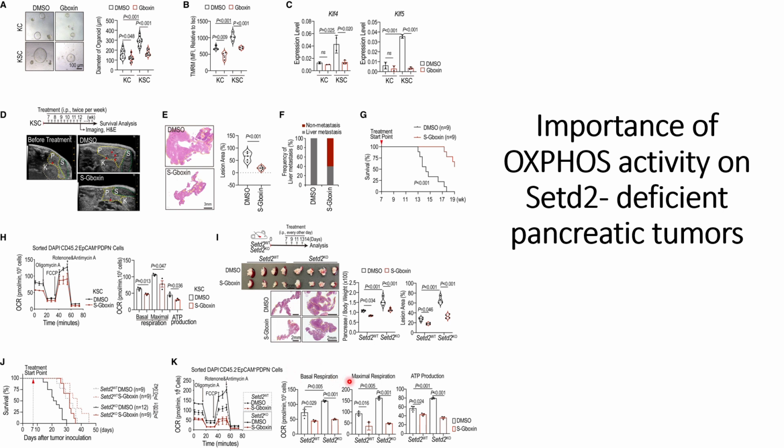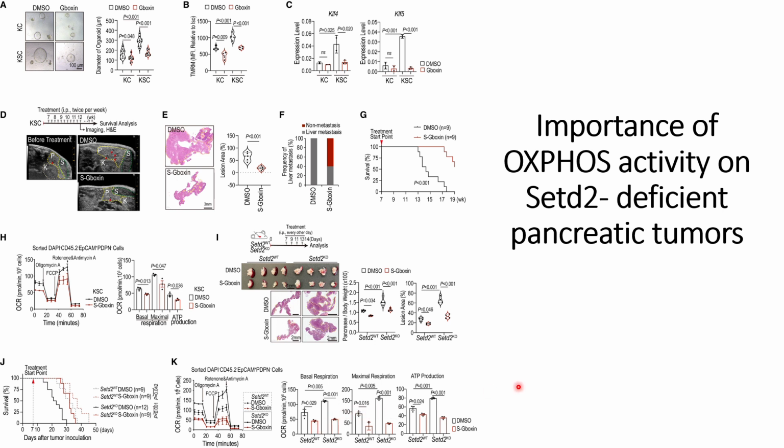After that, they checked this OCR at different positions, that is basal respiration, maximal respiration, and ATP production, similar to what they did in panel H. And what they found is that with the SG-boxin treatment, the oxygen consumption rate goes down in all three cases, in both SETD2 wild type and SETD2 knockdown.